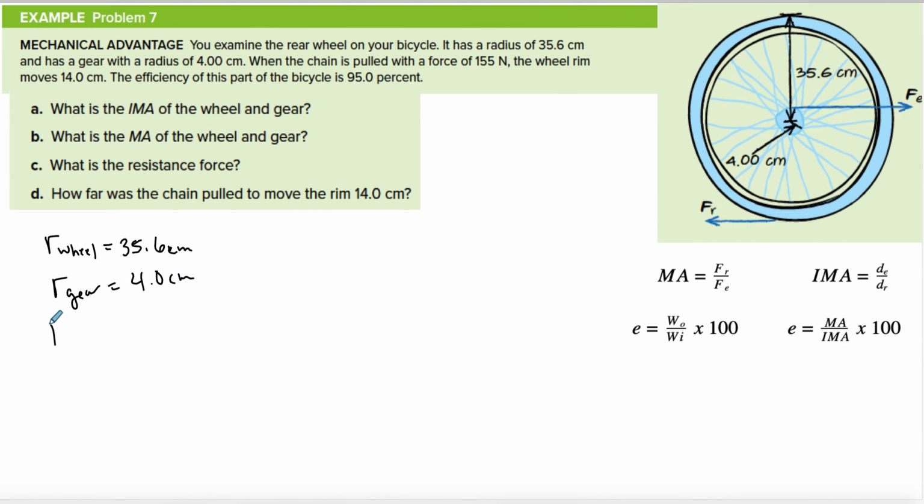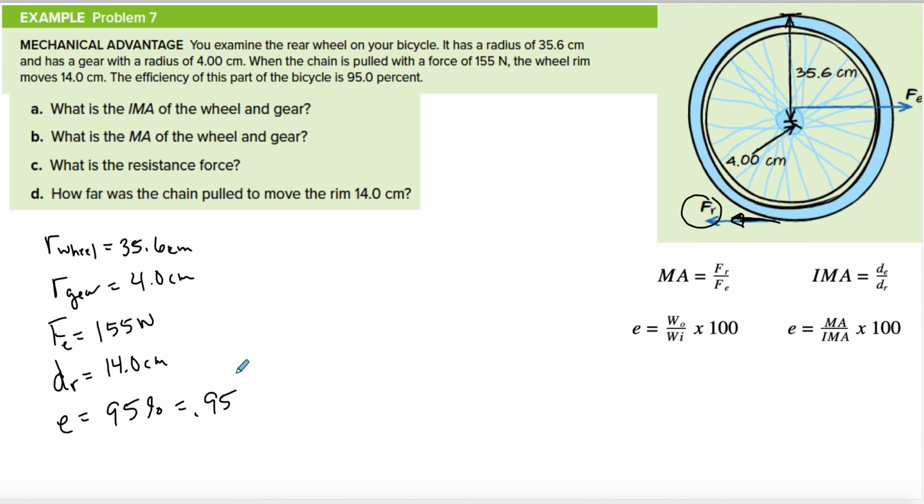When the chain is pulled, so this is our effort force, at 155 newtons, the wheel rim moves 14 centimeters. So that's going to be our resistance distance, because that is what's moving. The wheel is moving on the ground. So that would be the final outcome, which is our resistance distance, and it is 14.0 centimeters. And our efficiency is given at 95%. And remember, like I mentioned before, you can have 0.95 or 95% if you want to.